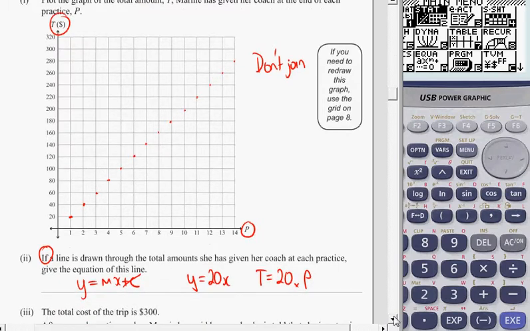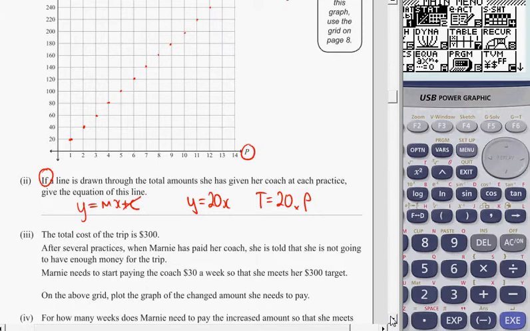Right, the total cost is $300, and if you look up at this graph, she's not actually going to make it to $300 if she does that. After a few practices, she realises that she needs to start paying the coach $30 a week so that she meets her $300 target. Plot the graph of the changed amount she needs to pay.